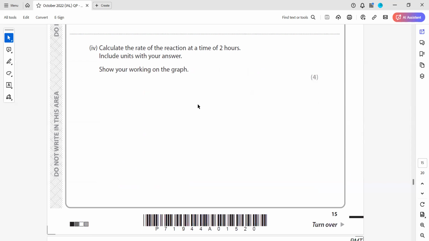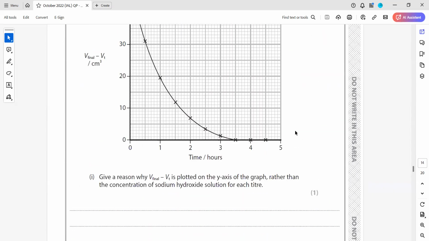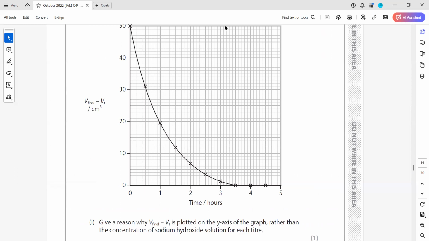Calculate the rate of reaction at a time of 2 hours, include the unit, and show your working. For 2 hours, we have to plot a graph and draw a tangent. Mark a point where time is equal to 2, then draw a tangent, with the length of the tangent at least 5 centimeters. The tangent should touch only that single point. Work out the gradient using the formula y2 minus y1 over x2 minus x1. What about the unit? The y-axis unit is centimeter cubed, and on the x-axis we have hours, so it will be centimeter cubed per hour.